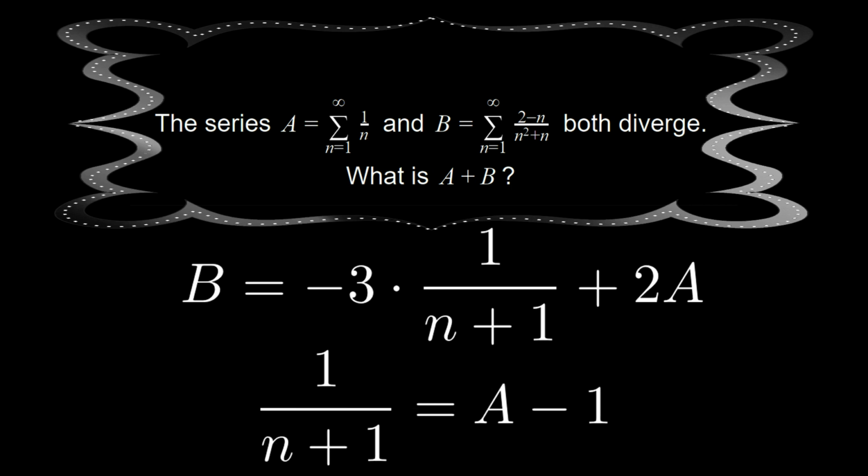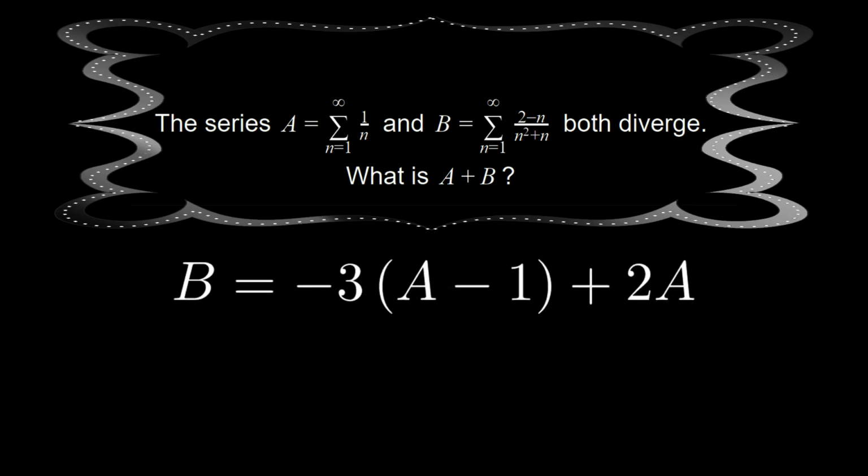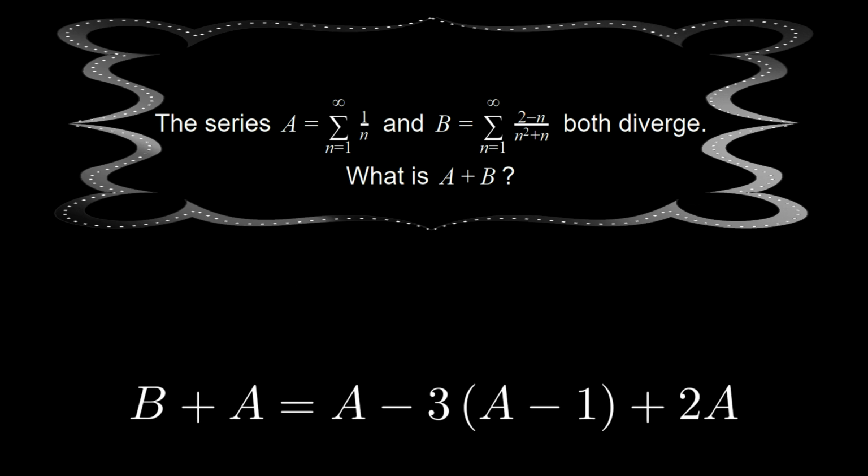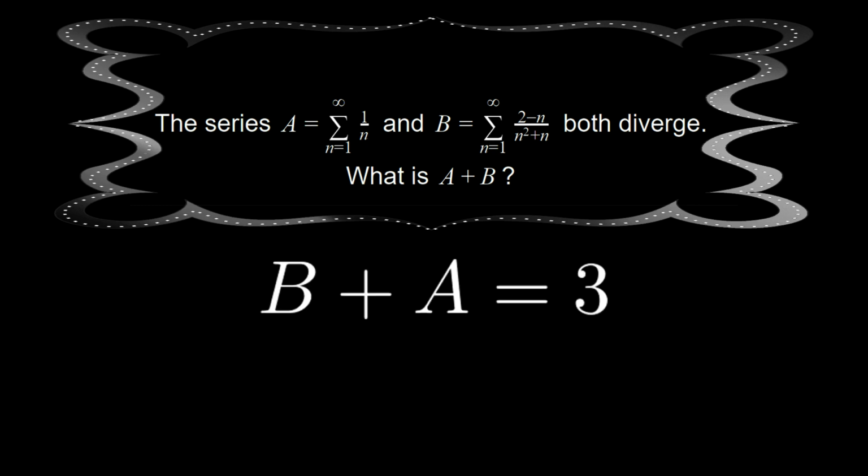Now lastly, we solve for b in terms of a, and then we solve for a plus b, and as a result, we get that a plus b is 3.